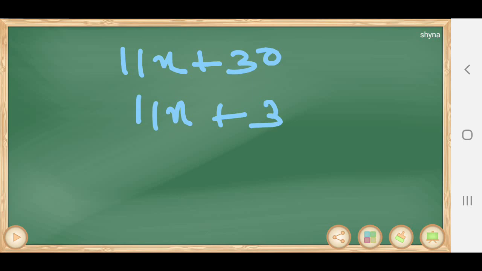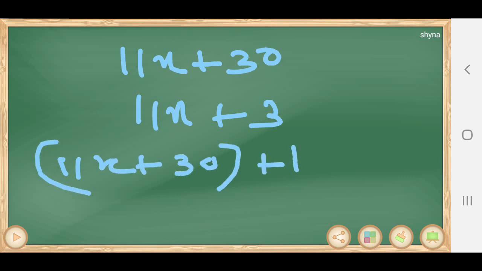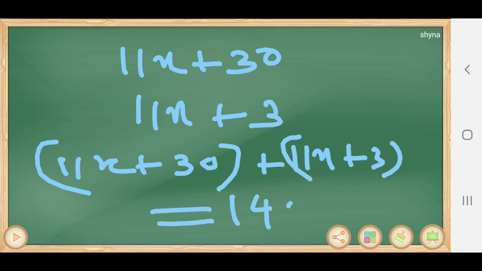Then what is the next condition given? While adding these two numbers, you have to get a sum of 143. Adding means 11x plus 30 plus 11x plus 3 equals 143. This is the first number, this is after interchanging. You have to get 143. How will you add this?